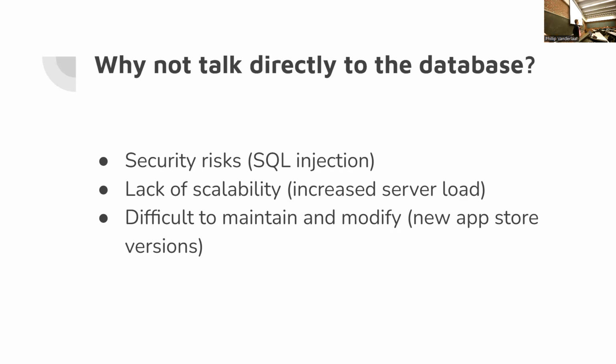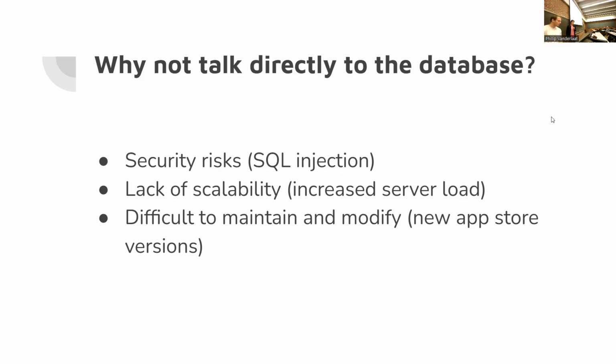Another thing is just increased server load. If you're making a very, very large scale system, you don't want requests from all these different places directly interfacing with the database all at once. It's better to have that all coming through the API at once. You're not going to overload your servers that way. If anything, you're going to overload your API, which is much safer.